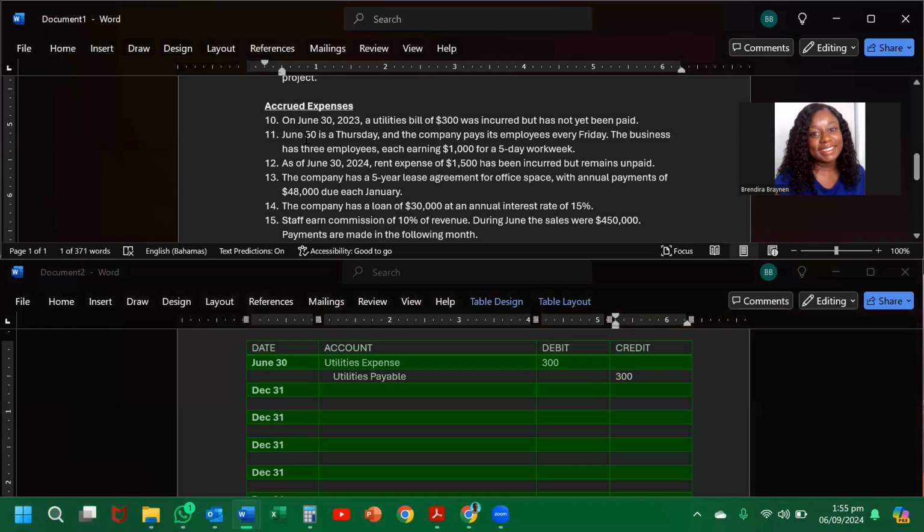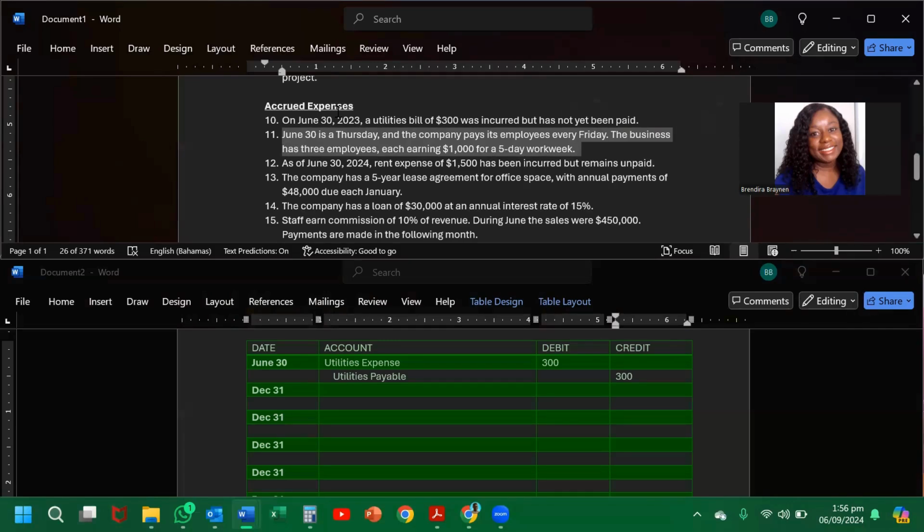June 30th is on a Thursday, and the company pays its employees every Friday. The business has 3 employees each earning $1,000 for a 5-day work period. What this is saying, and this is a perfect example of cutoff, or things falling within a different period that we're paying for later. This is referring to employee salaries. Employees aren't always paid at the end of the month so that their salaries for the full month are recorded in that month. Sometimes the payment comes later.